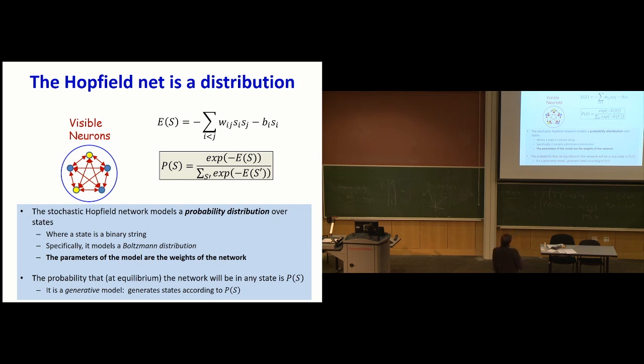So this is what I'm calling a stochastic Hopfield network. It models a probability distribution over states, where a state is a binary string. More specifically, it models a Boltzmann distribution. The parameters of the model are the weights of the network. And the probability that the network will be in any state P(S) is simply given by this term over here. In other words, this network is a generative model. It actually generates states according to different probabilities, right?